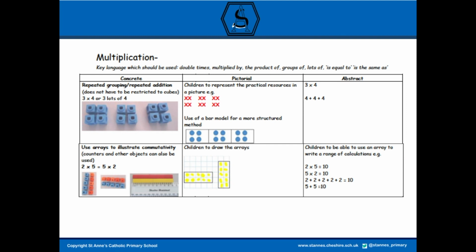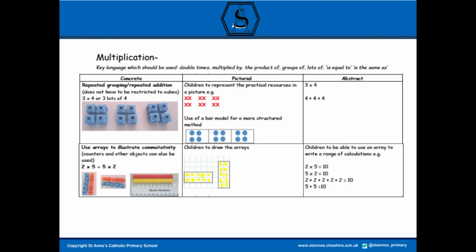So the next stage we've got here is arrays, to show that multiplication can be commutative, as in 2 lots of 5 is the same as 5 lots of 2. So you can see here how it's been shown using multi-link cubes, 5 lots going down the ways of 2 going across, and that can be flipped to 2 lots of 5 going across.